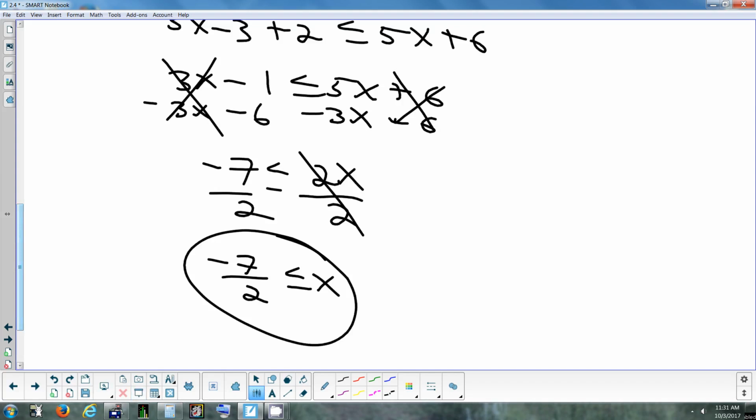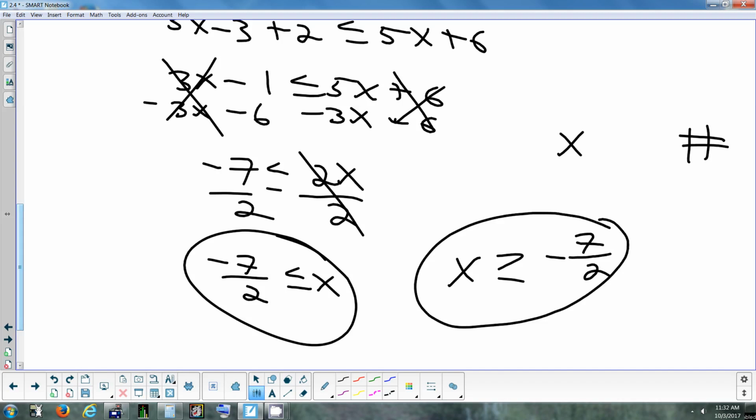Now, how could you write that so the variable is on the left? Because most of the time we like to do it with x here, number here, and then your inequality symbol in the middle. Yeah, x is greater than or equal to negative 7 halves. Does anybody know the advantage to writing it the second way, especially with graphing? Yeah, the sign tells you which way to shade. If you do it this way, this tells you to shade to the right because you put the variable on the left, number on the right. If you leave your answer the first way, the sign tells you the opposite way to shade.